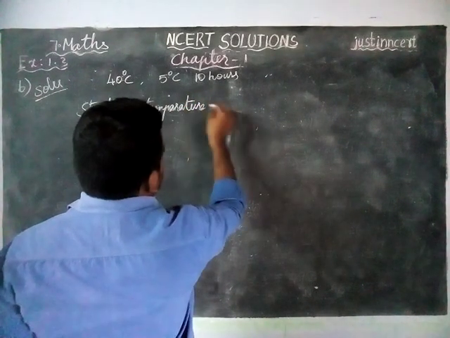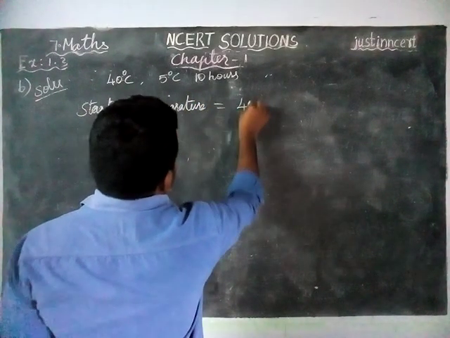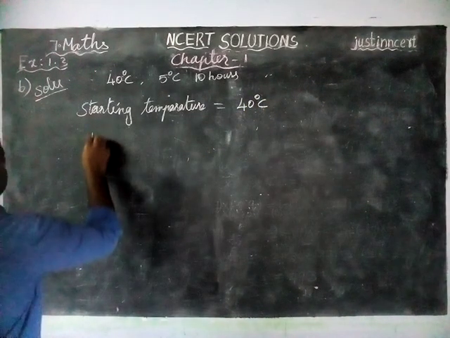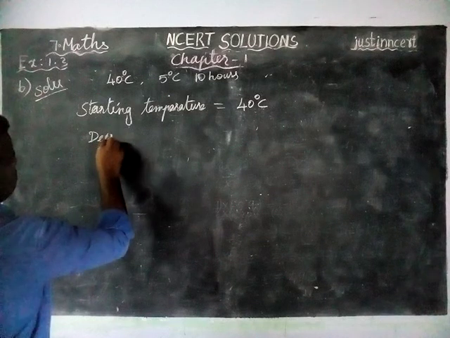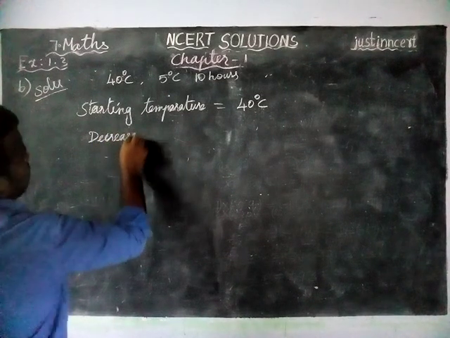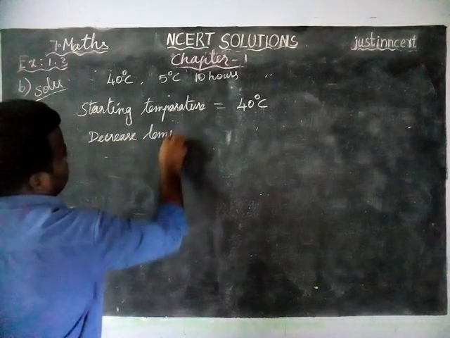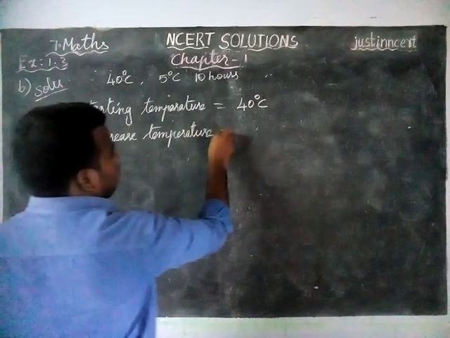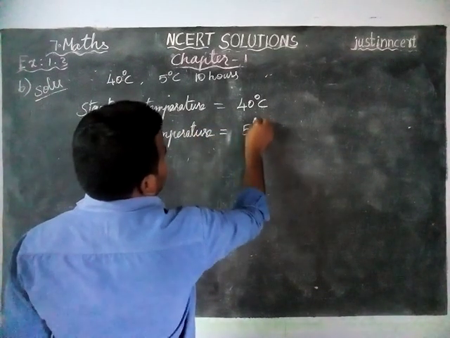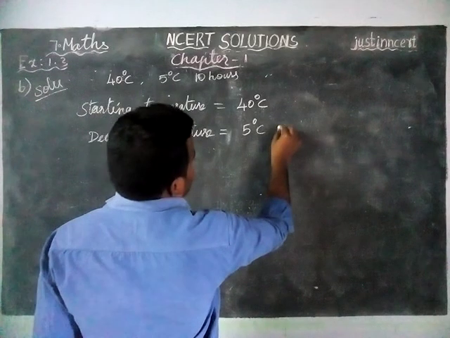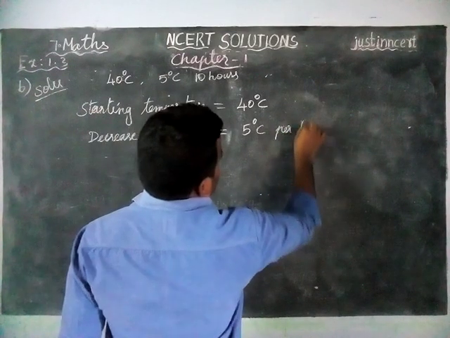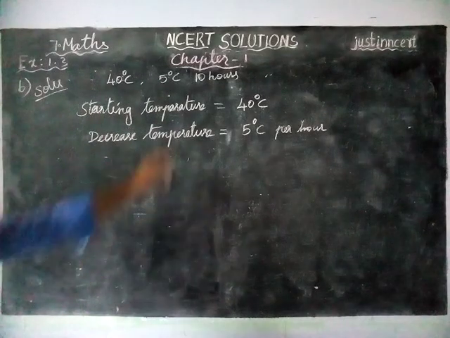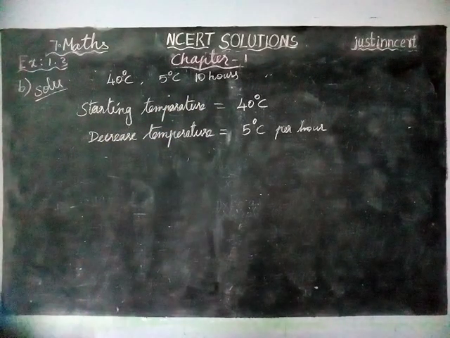starting temperature is equal to 40 degrees Celsius. Decrease temperature, decrease temperature per hour is equal to 5 degrees Celsius per hour. So now we have to find after 10 hours what is its temperature.